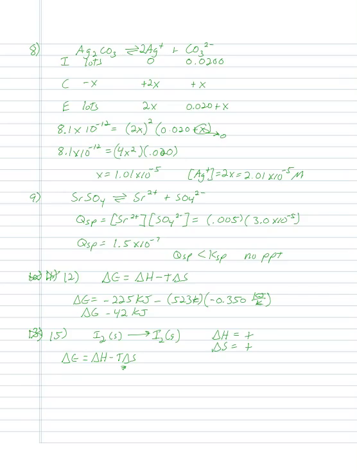Does that make sense to everybody? How do you know that the H is positive by the end of it? Because we're told it's endothermic. So if it's exothermic, then delta H should be negative.